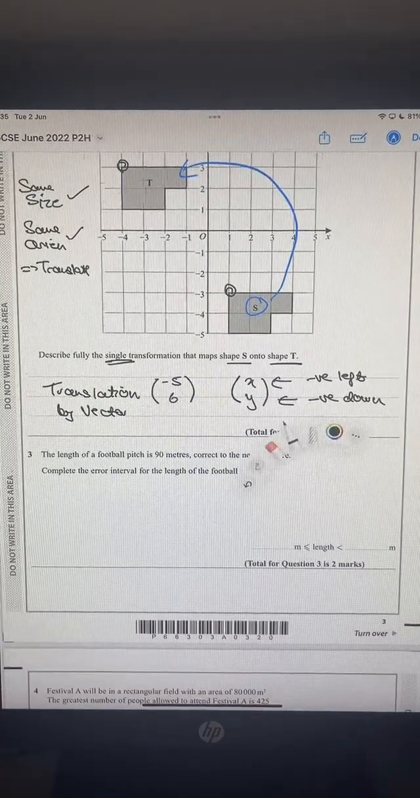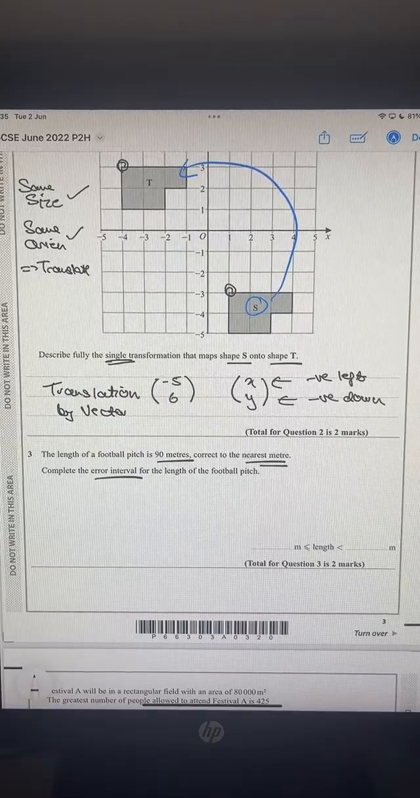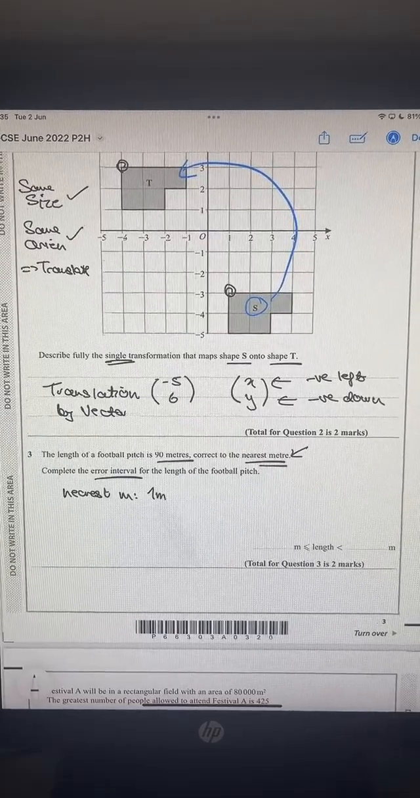Part 3 is about error intervals. So the length of a football pitch is 90 meters, correct to the nearest meter. Complete the error interval for the length of the football pitch. So the way I like to do these is I look at how much has been rounded to. Here is the nearest meter. So nearest meter is basically to the nearest 1 meter.